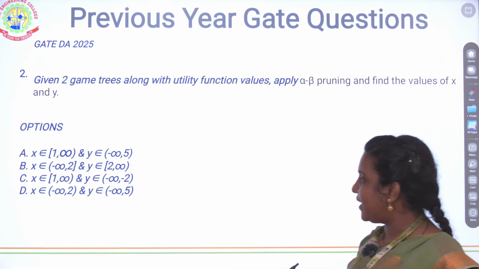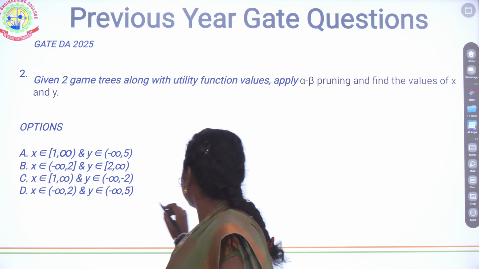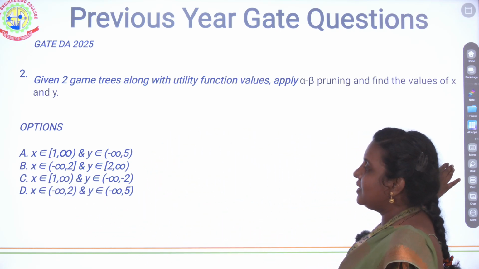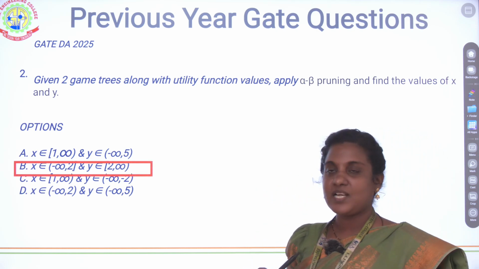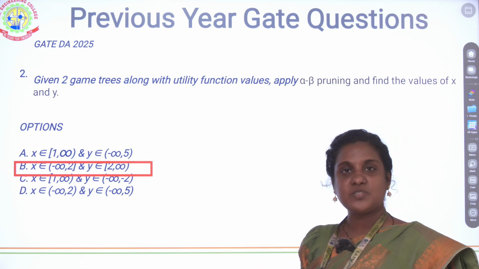So in that way, the answer is option B: x belongs to minus infinity comma 2, and y belongs to 2 comma infinity.